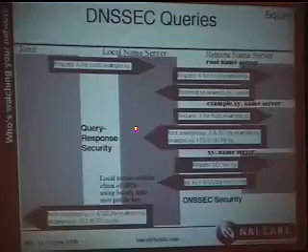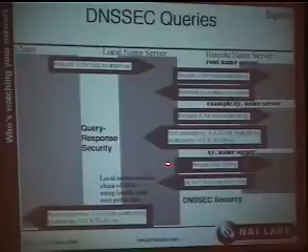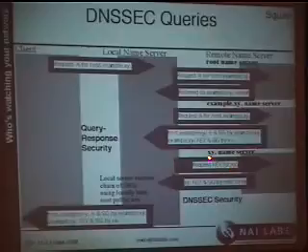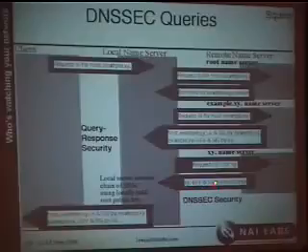Because I probably won't be trusting example.xy's key without any pre-knowledge. I may know the root's key, but nothing else. So what happens now is I have to go off to this name server here, and ask for the key for XY to be able to verify that signature.